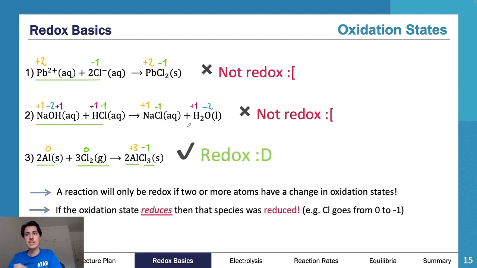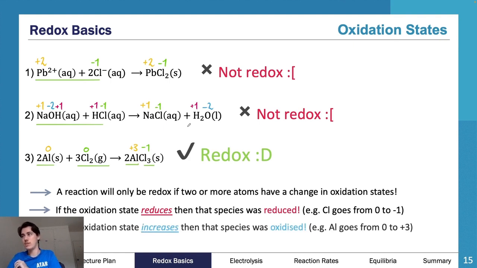So if the oxidation state reduces, then the species was reduced. So Cl goes from 0 to -1. If the oxidation state was increased, then it would be oxidized. Now, question to everyone who's watching this, and have a think. There's no way of you really to respond to me. What's going on here in terms of the reductant and the oxidant? So take a second, have a think.